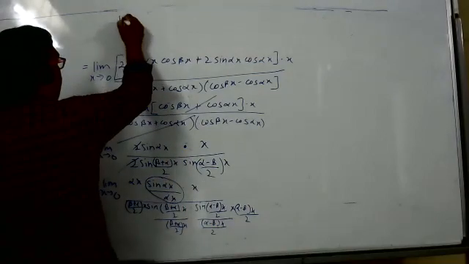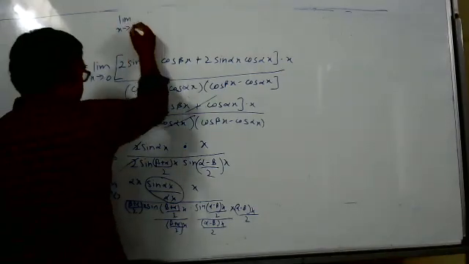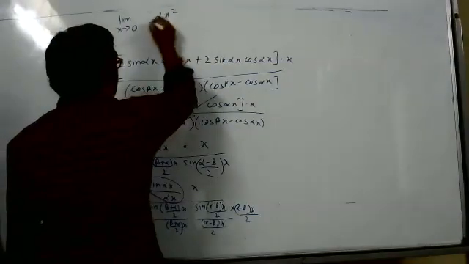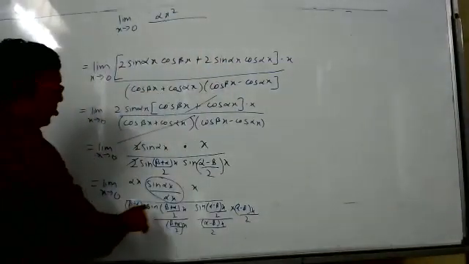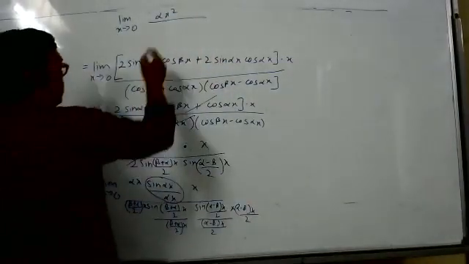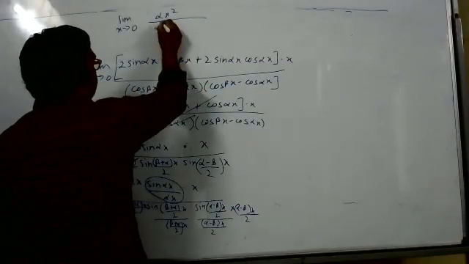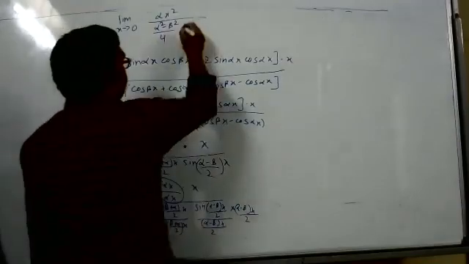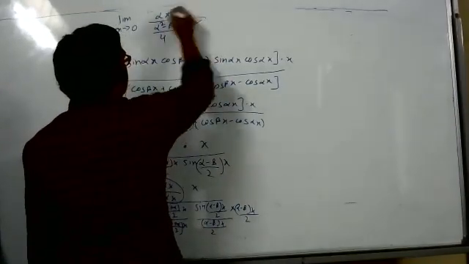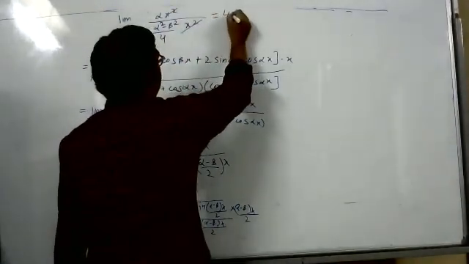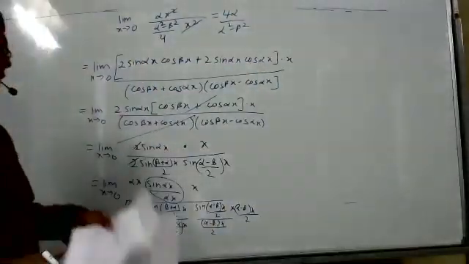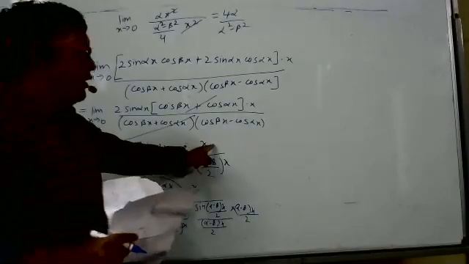So what is remaining is limit x tends to 0, x into x, x square, alpha x square by the denominator alpha plus beta, alpha minus beta. So it will be alpha square minus beta square by 4. x into x square will get cancelled, and this is the final answer. Copy down. Most of the things we have done yesterday, only this x was missing.